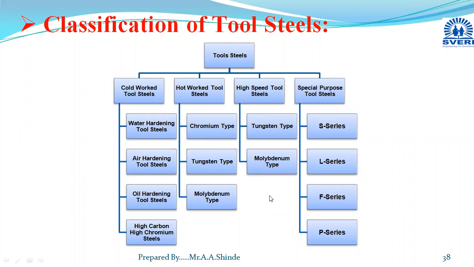This classification, which is visible on your screen, is based on AISI standards, that is, the American Iron and Steel Institute. These tool steels are classified depending on their purpose, their applications, or some special characteristics, as cold work tool steels, hot work tool steels, high speed tool steels, and special purpose tool steels. One by one we are going to discuss this. We will start with the cold work tool steels.